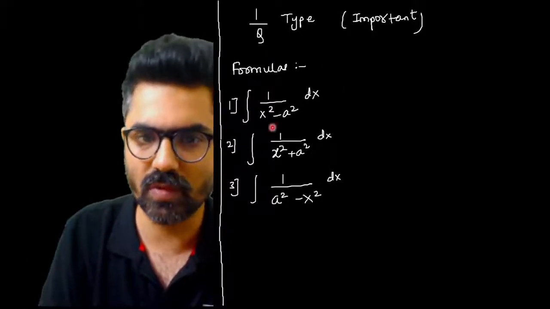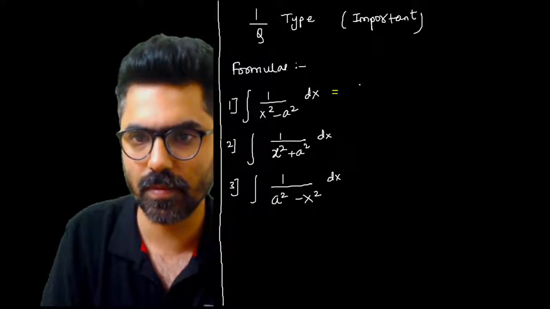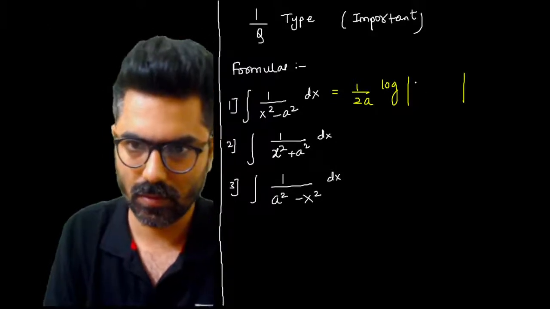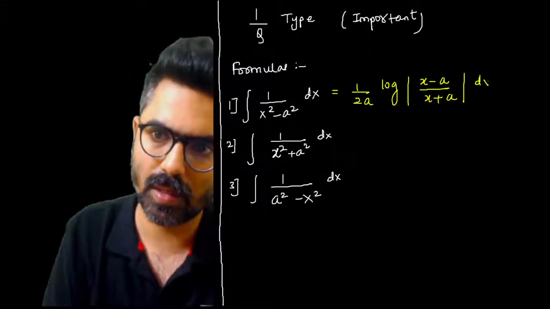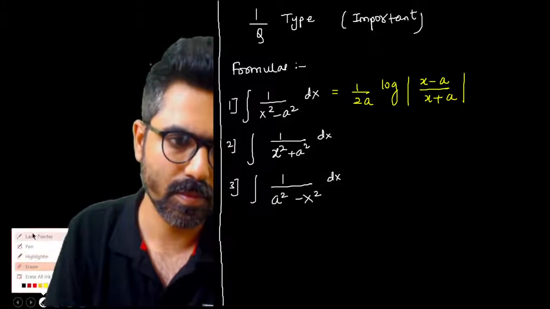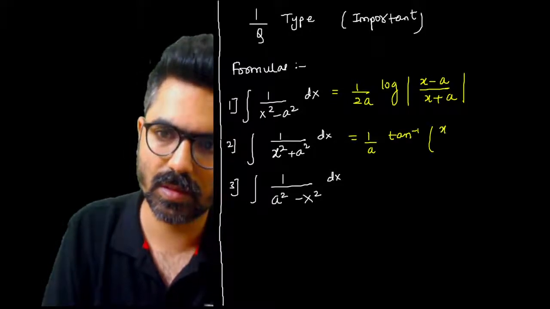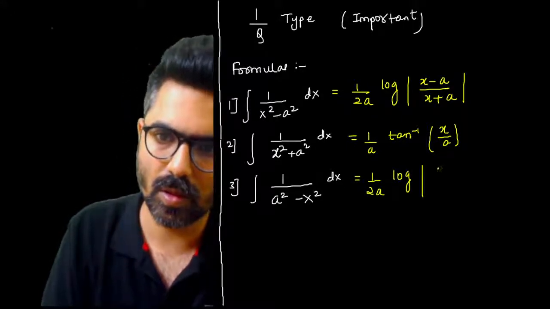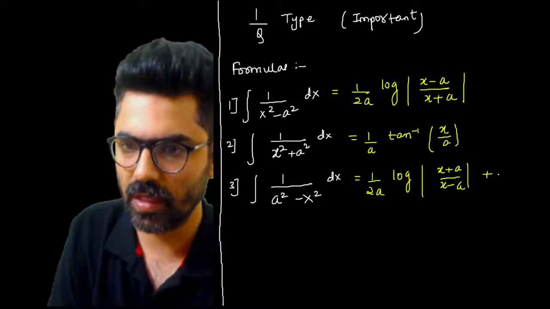You should remember all these formulas, 1 by x square minus a square and all. I'm going to write it over here. Try to remember by the next class. So 1 by 2a log of x minus a upon x plus a plus c. This is 1 by a tan inverse x by a, and this is 1 by 2a log of x plus a on x minus a. In this, x plus a comes in the numerator, everything plus c.